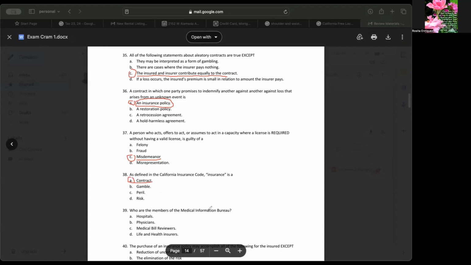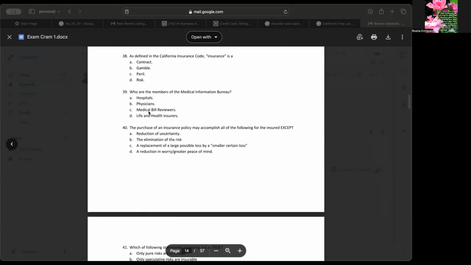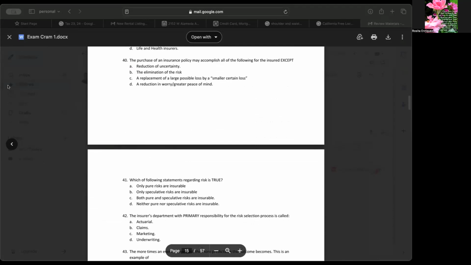So, who are the members of the Medical Information Bureau? They're life and health insurers. Let's go to number 40. The purchase of an insurance policy may accomplish all of the following for the insured except, again, the elimination of risk. The elimination of the risk, because insurance does not eliminate the risks.